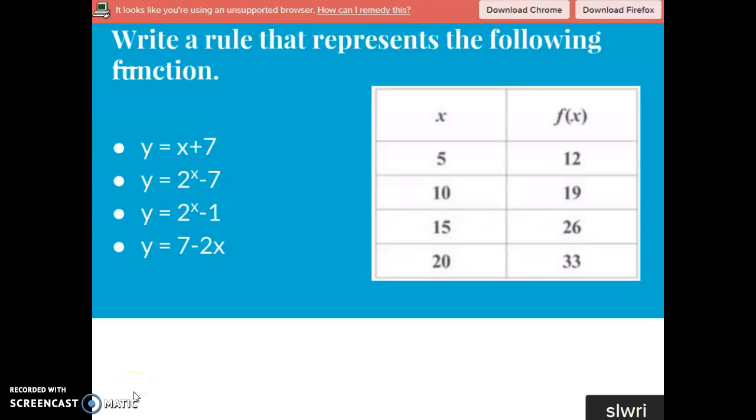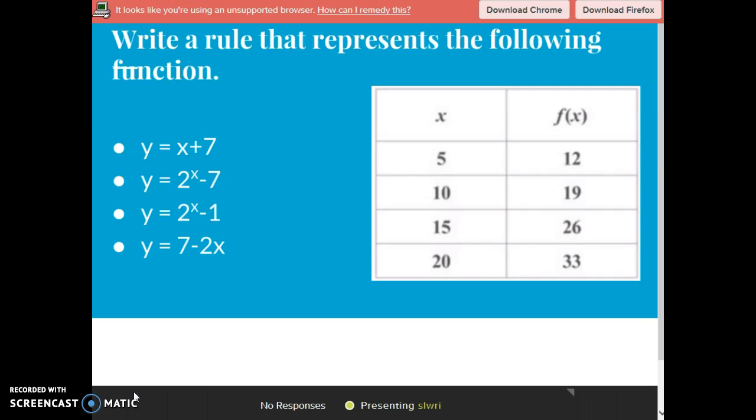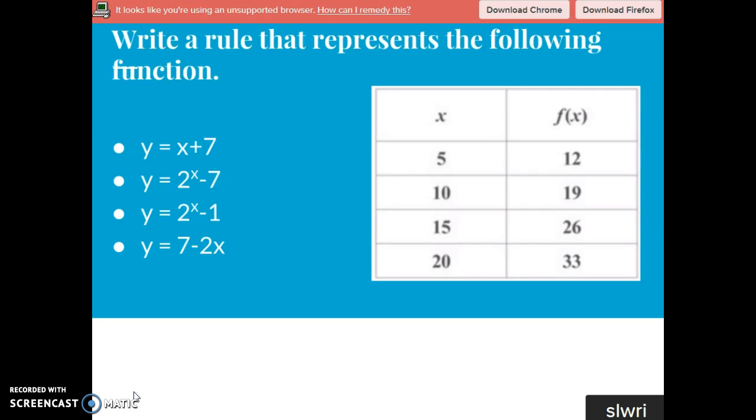Okay, it's now time for part 2 of our writing a rule that represents the following function of our quiz 5. So here's our question. We're going to write a rule that represents this function. And remember, this was a little sneaky. From 12 to 19 is a plus of 7. That's correct. From 19 to 26 is a plus of 7. And from 26 to 33 is a plus of 7.